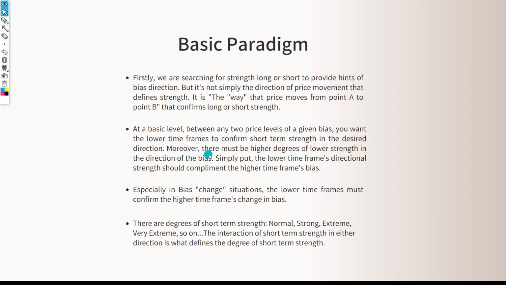And moreover, there must be higher degrees of lower strength in the direction of the bias. Alright. Okay, so again, let's get two price levels. The bias is short. So the main target is at this level here, while the main stop loss level is right here. Now I'm going to cover this in the latter part of this slide, but short-term strength has degrees to it. So there's medium strength, strong, extreme, very extreme, and so on.